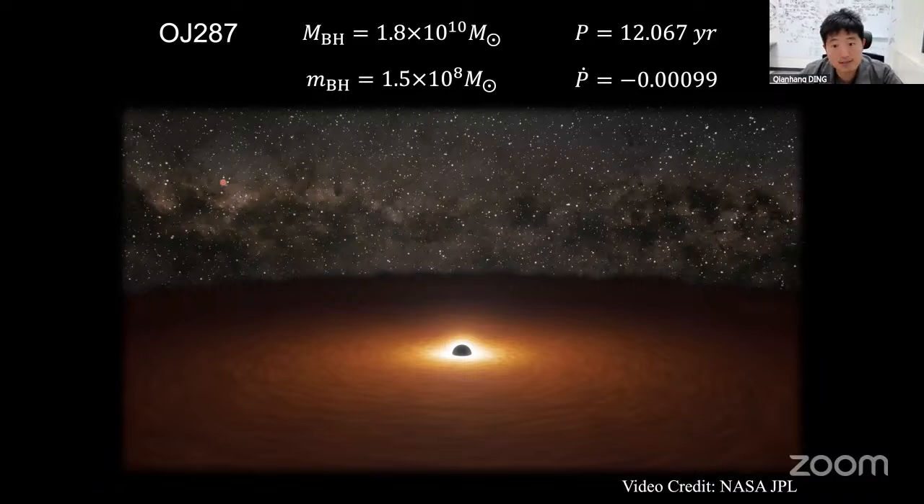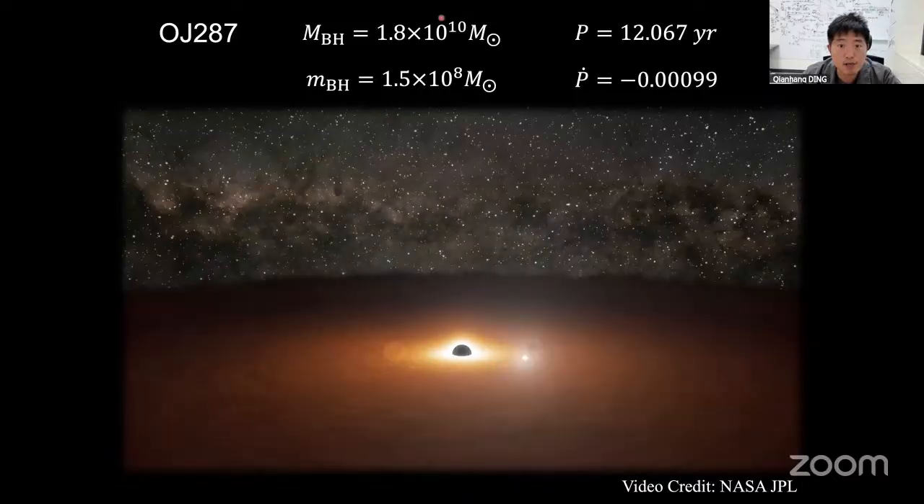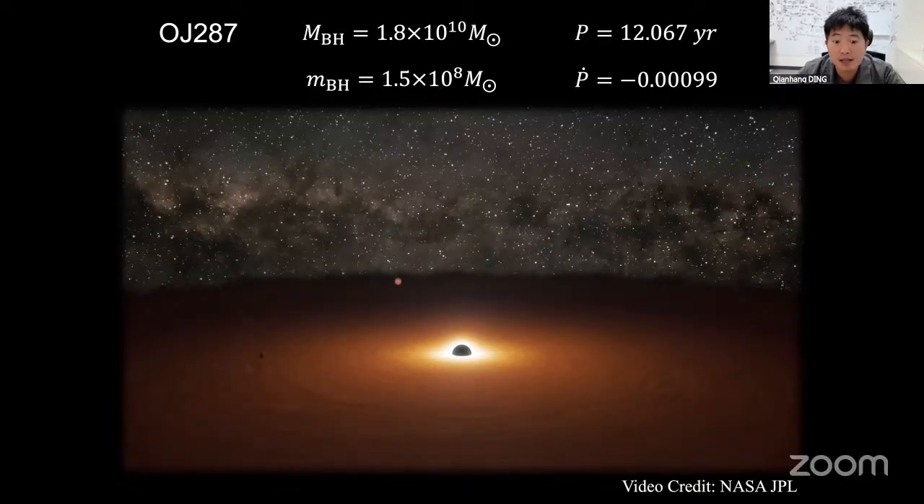But recently, there is a very interesting study on such a supermassive binary system, the so-called OJ287 system. The OJ287 system is a supermassive black hole binary with a primary black hole of mass around 10^10 solar masses and a secondary around 10^8 solar masses. And we observe their orbital decay rate.